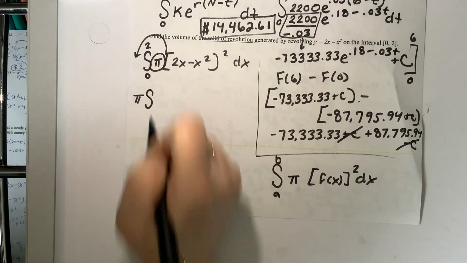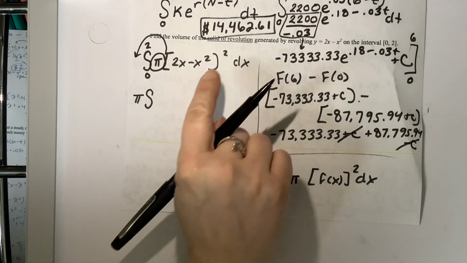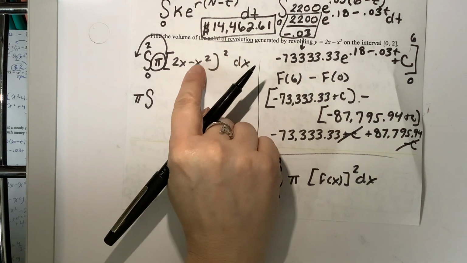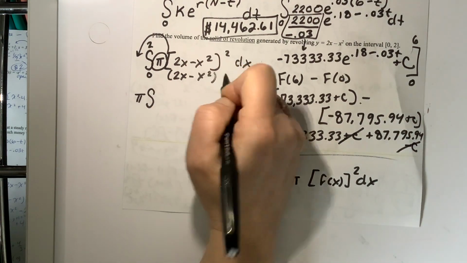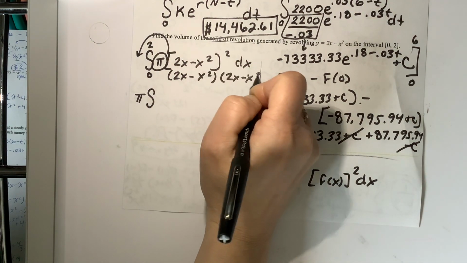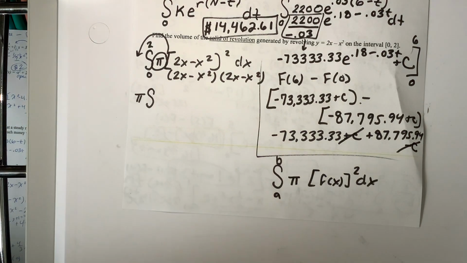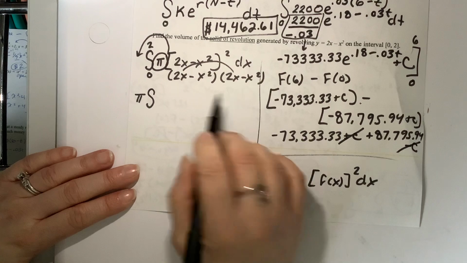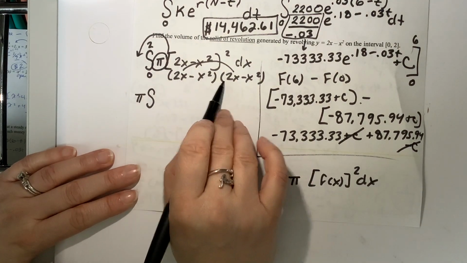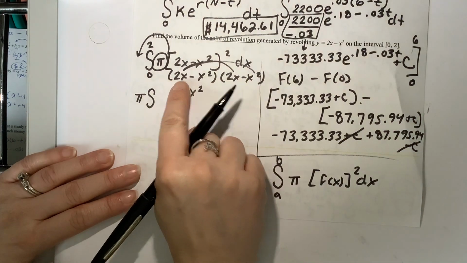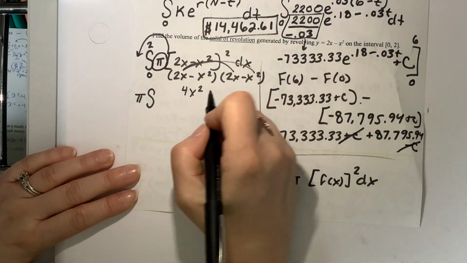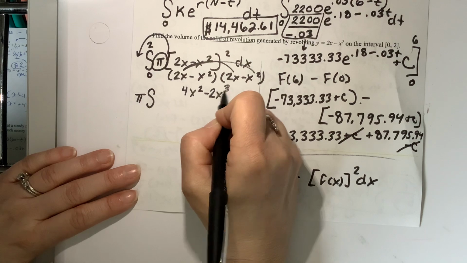Take pi out front. If you have an exponent on a binomial, what that means is that we have that binomial 2 times. I have 2x minus x squared twice. Go ahead and multiply them together. 2x times 2x makes 4x squared. 2x times negative x squared, negative 2x cubed.